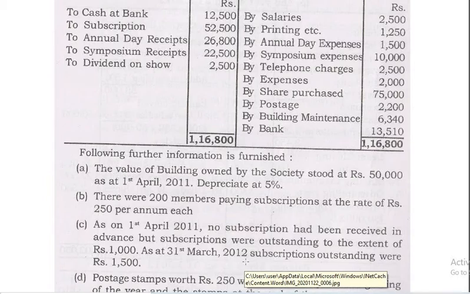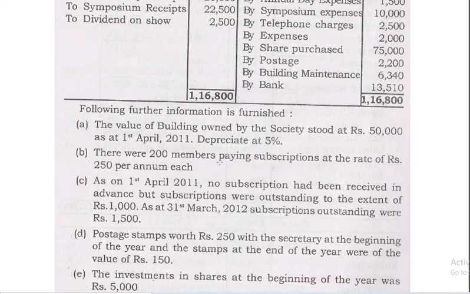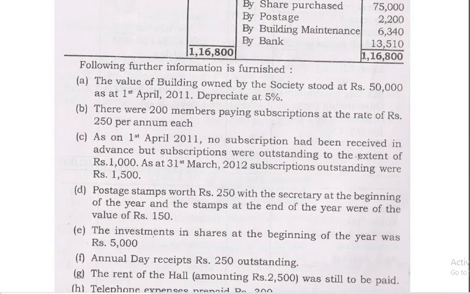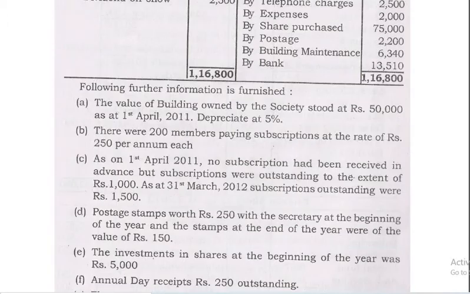As at 31st March 2012, subscriptions outstanding were 1,500. Still 1,500 is receivable during the current year. If that is the case, what is the balancing figure? That must be subscription received in advance for the year 12-13. We'll come to that a little later. Yes, subscription outstanding for the current year should be taken. It should be added to the subscriptions of 52,500. Then in the balance sheet, it will come to the asset side, as subscription outstanding as at 31st March 2012.